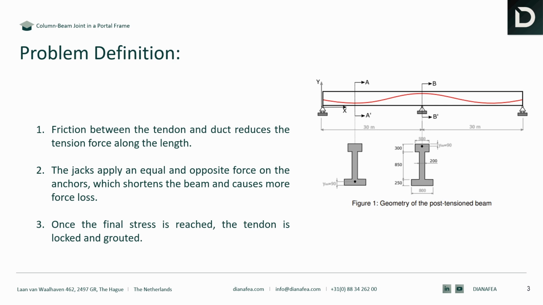During the post-tensioning, a few key effects occur. The first one is related to the friction between the tendon and duct, which reduces the tension force along the length. The second key point is related to the jack, which applies an equal and opposite force on the anchor, which shortens the beam and causes more force loss. And the last key point is that when the final stress is reached, the tendon is locked and grouted.